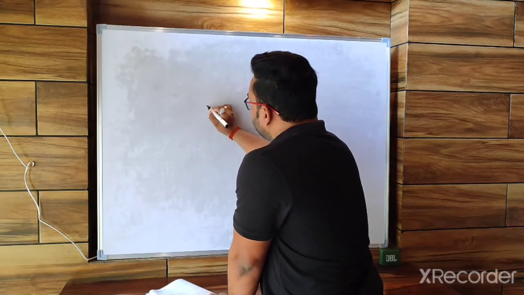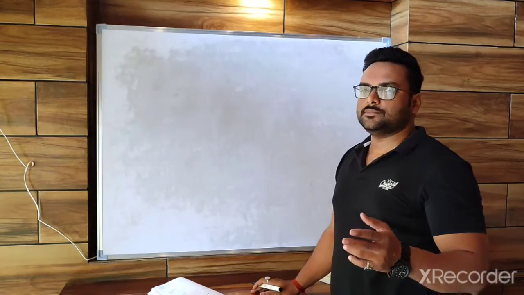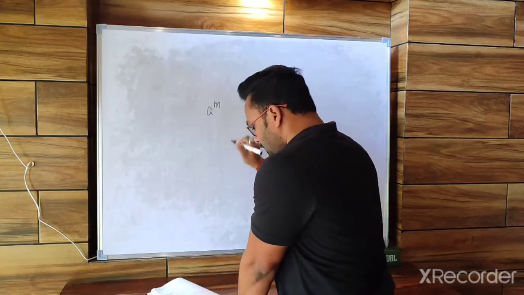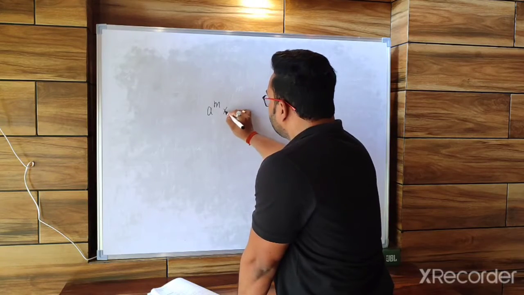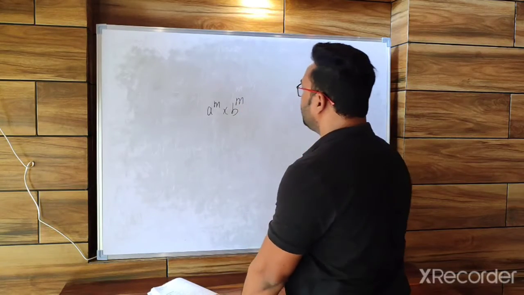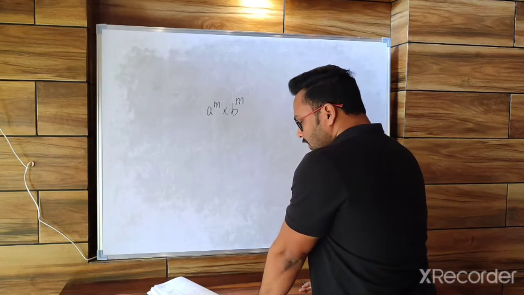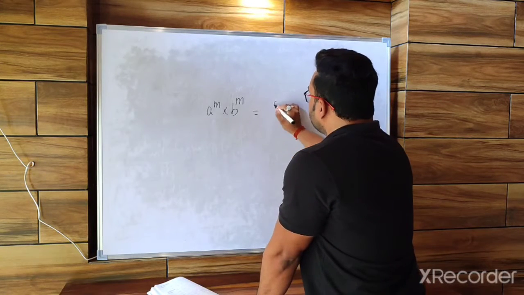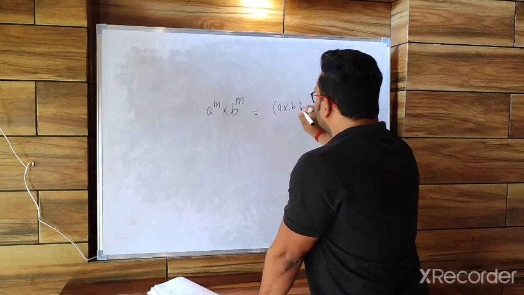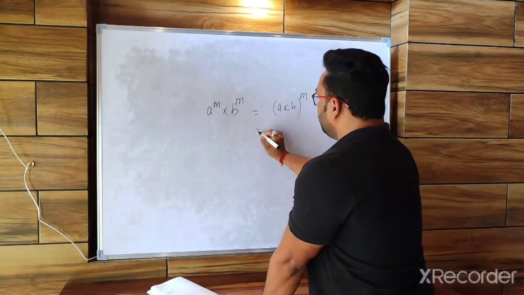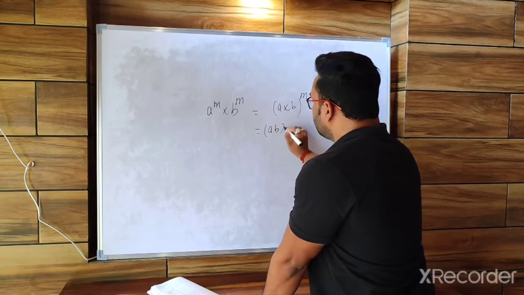a to the power m. Suppose we have two different bases, a to the power m multiplied by b to the power m. Here the exponents are the same, but the bases are different. So simply, you have to multiply the bases and put the power as common. Okay? Means (ab) to the power m.